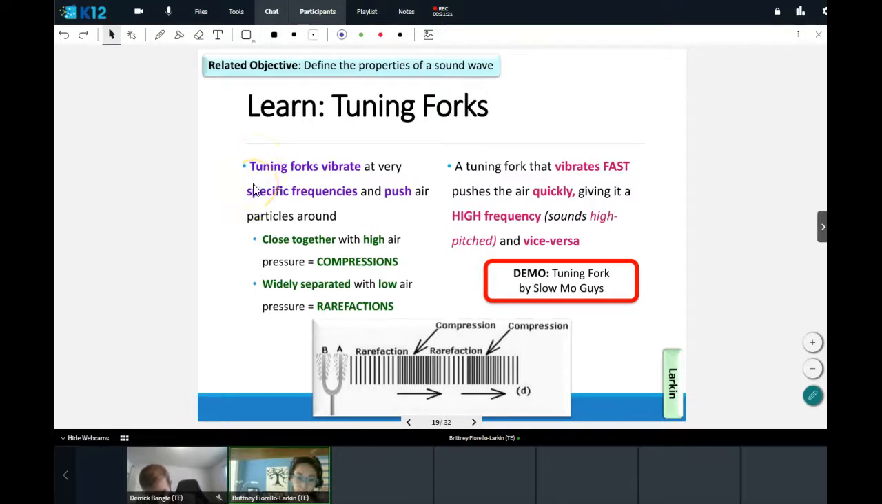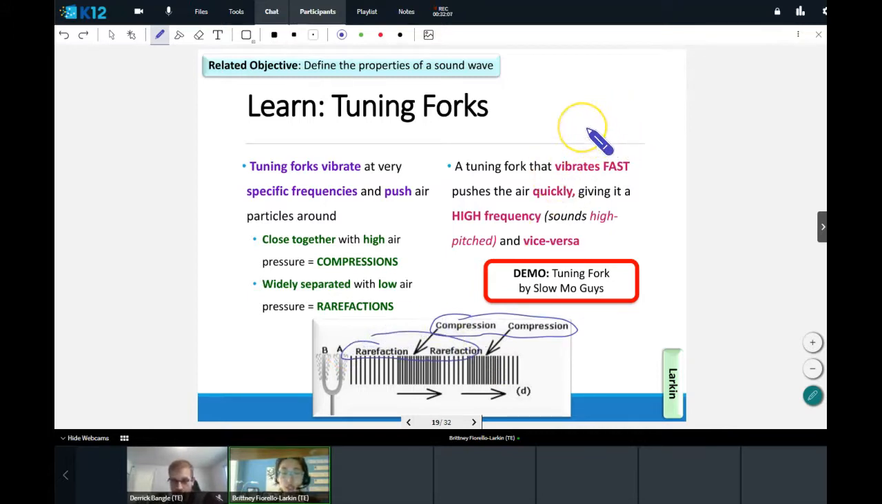Tuning forks are really cool though because they vibrate at specific frequencies. And remember, I mentioned that we're going to be learning about this more later, but frequencies are related to the type of sound that you hear. So high frequencies sound very high-pitched. Low frequencies sound very low-pitched. So tuning forks vibrate at specific frequencies or specific notes, and what they do is they push the air particles around them. So when they push the particles close together, they're creating high pressure, or compressions. When they're very widely separated, or low pressure, remember those are going to be rarefactions. You can see that right here: close together, compression. Further apart, you can see the rarefactions.